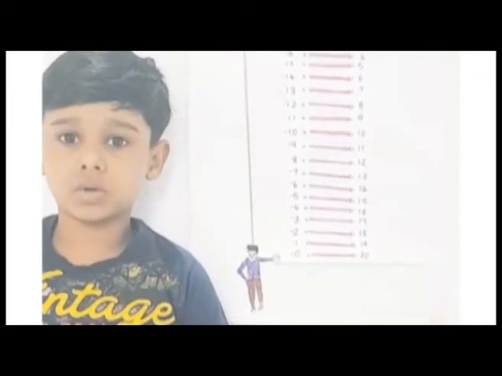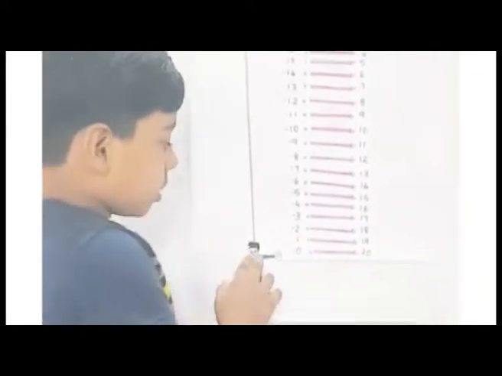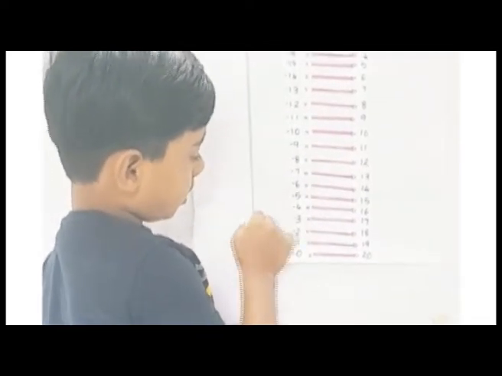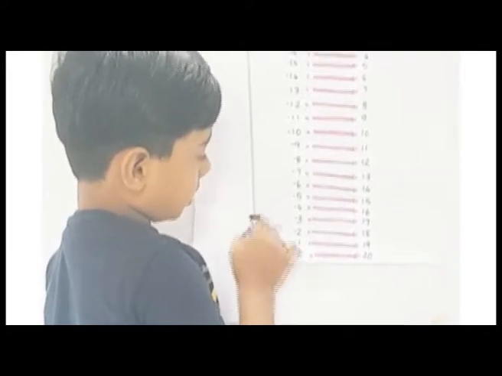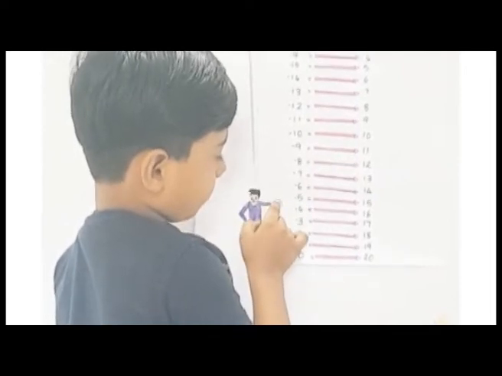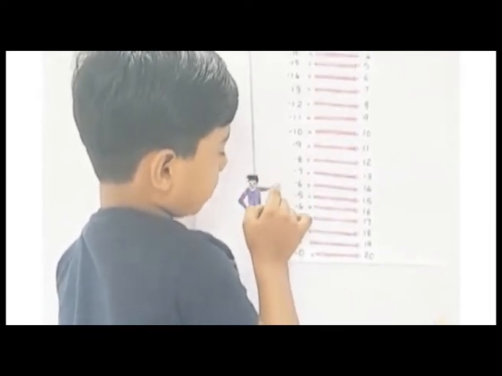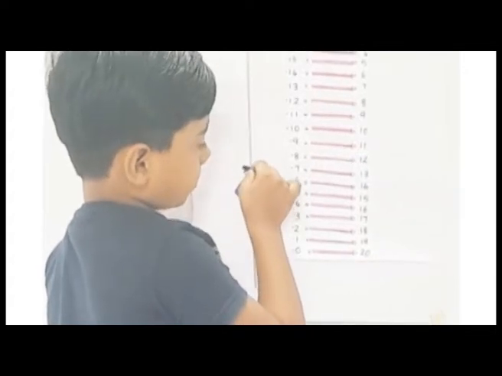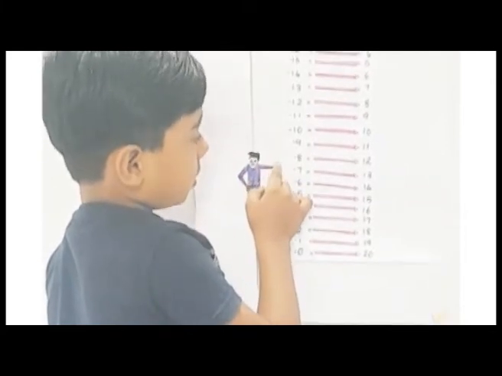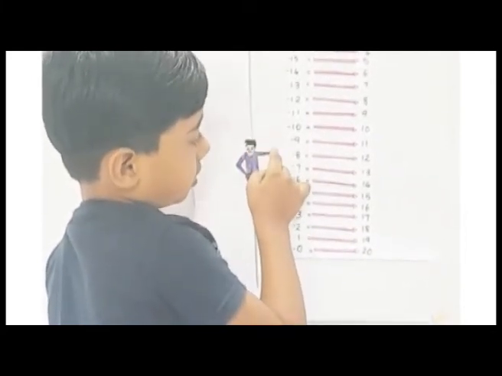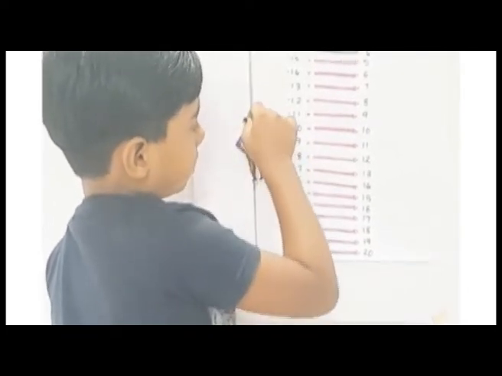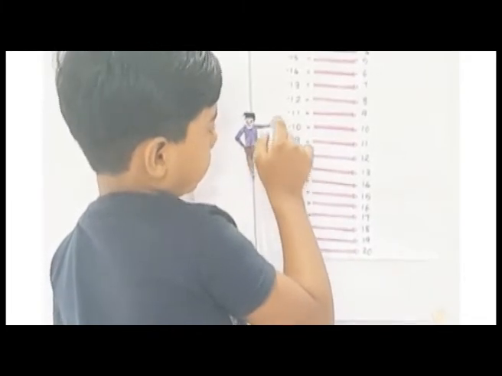Today I am going to teach you subtraction. 20 minus 0, 20. 20 minus 1, 19. 20 minus 2, 18. 20 minus 3, 17. 20 minus 4, 16. 20 minus 5, 15. 20 minus 6, 14. 20 minus 7, 13. 20 minus 8, 12. 20 minus 9, 11. 20 minus 10, 10.